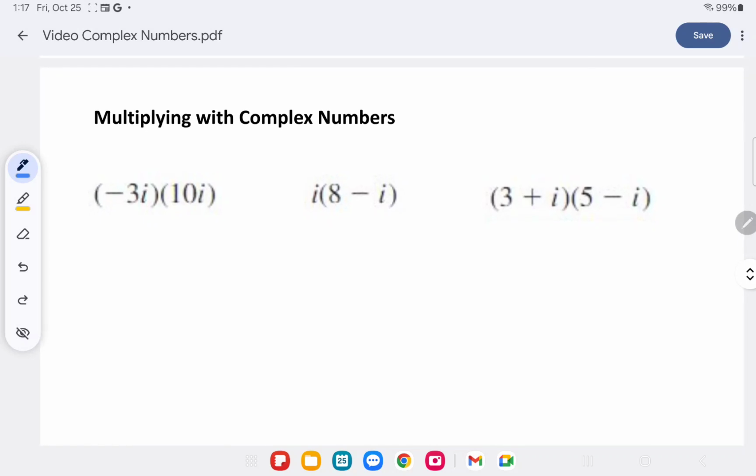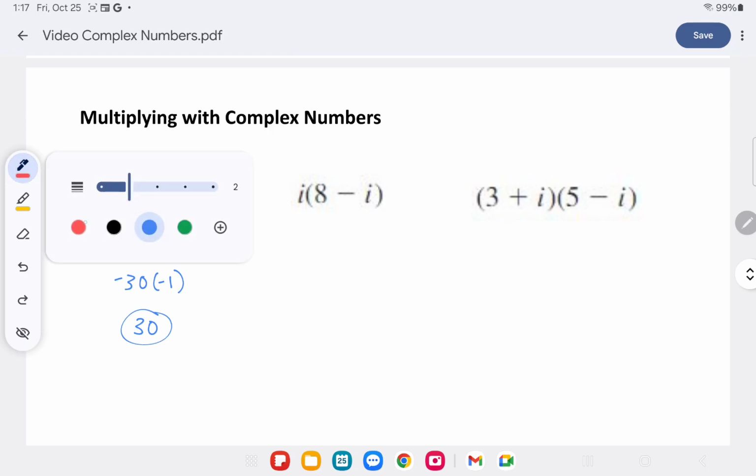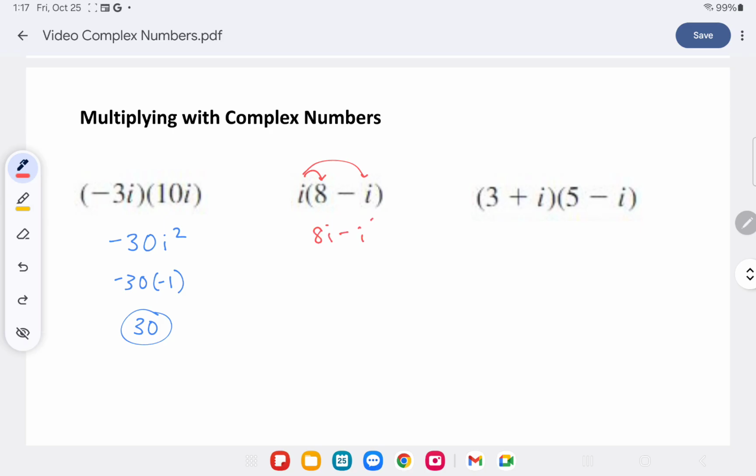A few more multiplication examples. Negative 3i times 10i. Negative 3 times 10 is negative 30, and i times i is i squared. I squared is negative 1. So we have negative 30 times negative 1, which is 30. On the next one, we're going to distribute the i to get 8i minus i squared. I squared is negative 1, so that negative 1 turns into a positive 1. And we have a positive 8i. Always put the real first, imaginary second.